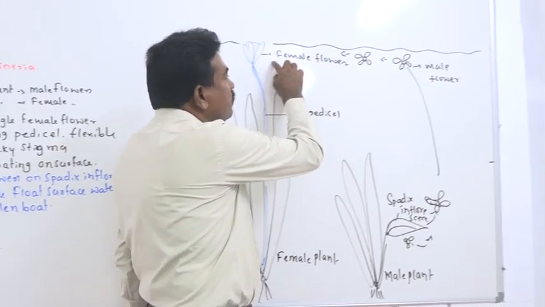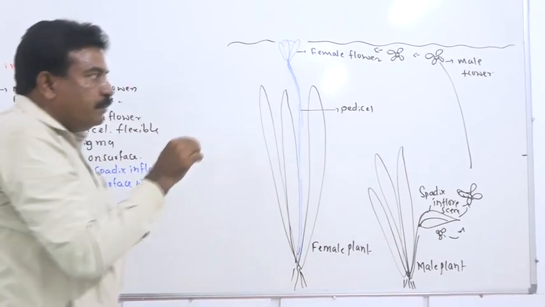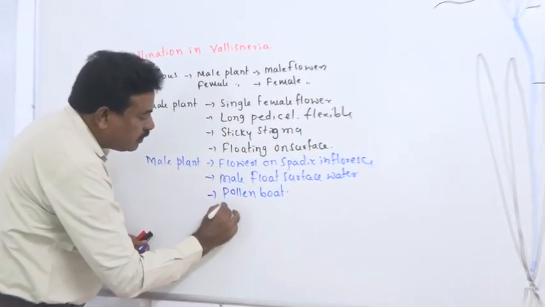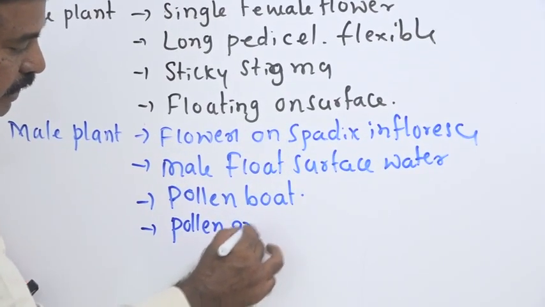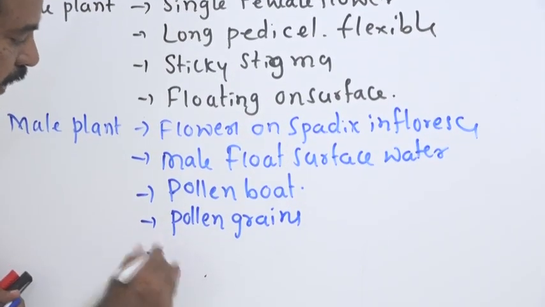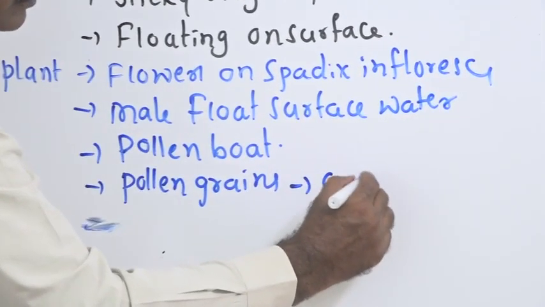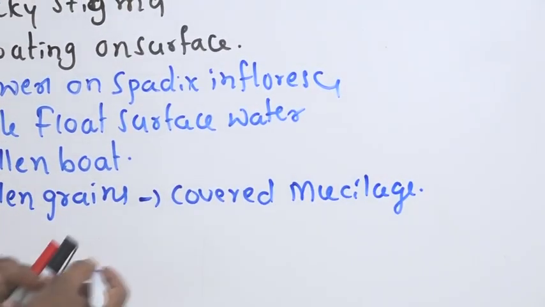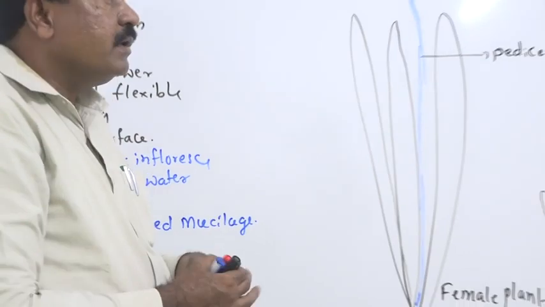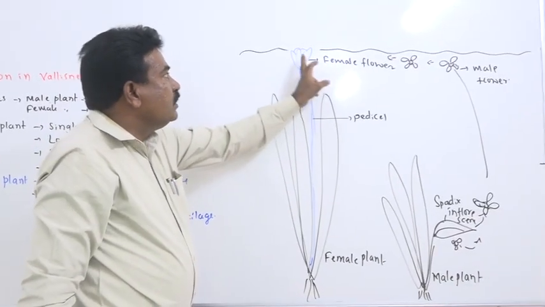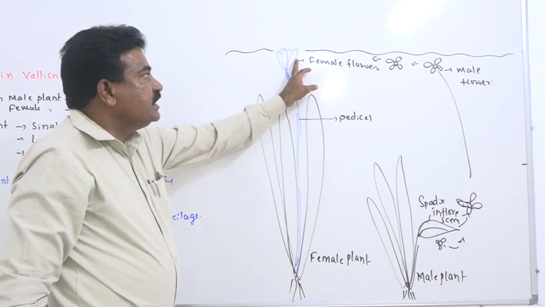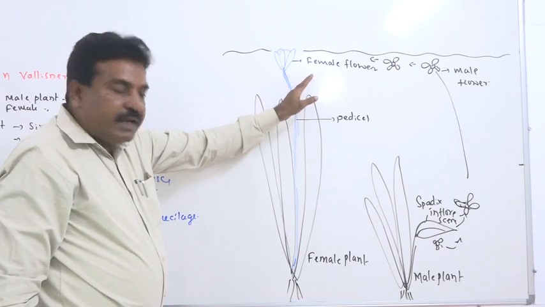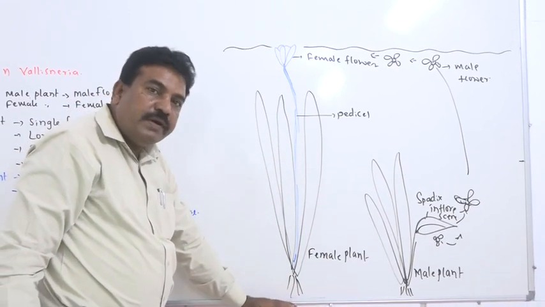Accidentally, they reach to the what? Female flower. The male flower, which contains pollen boat, having a huge number of pollen grains, and these pollen grains are covered by mucilage. As a result, in water, the pollen grains do not undergo degradation, they remain alive. Accidentally, once the pollen grain comes in contact with a sticky stigma, the pollination takes place. Further, fertilization and embryonic development take place in case of Vallisneria.